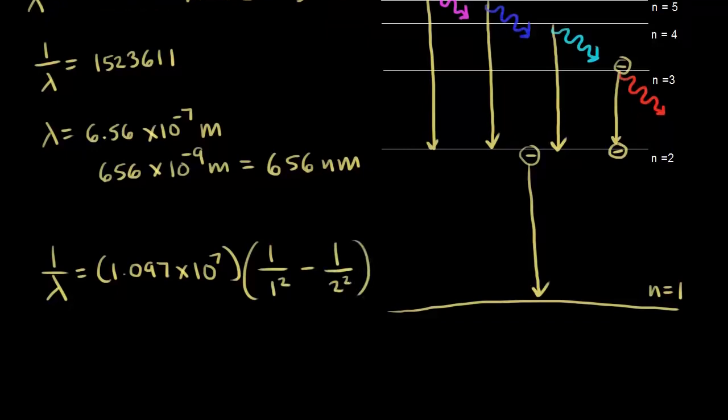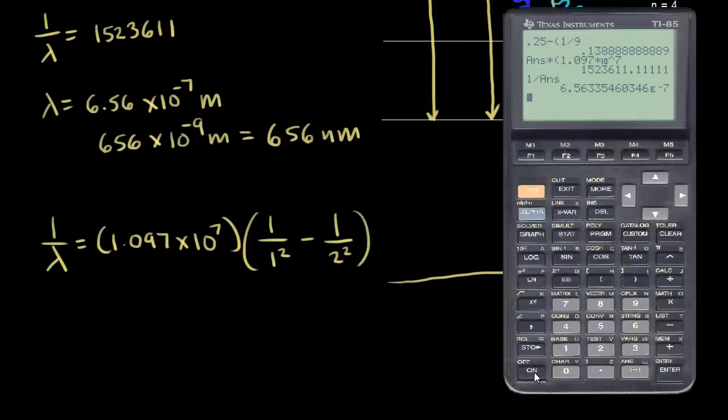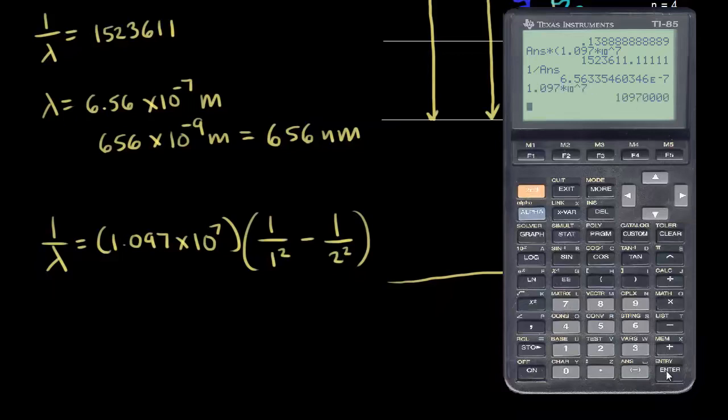All right, so let's get some more room. Get out the calculator here. So 1 over 1 squared is just 1 minus 1/4. So that's 0.75. And so if we take 0.75 of the Rydberg constant, let's go ahead and do that. So 1.097 times 10 to the 7th is the Rydberg constant. If we multiply that by 0.75, right, so 3/4, then we should get that number there. So that's 8227500. So let's write that down.